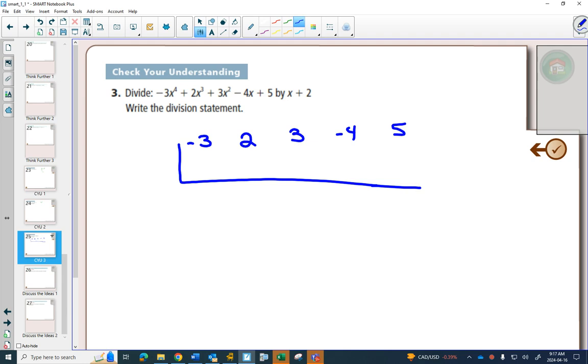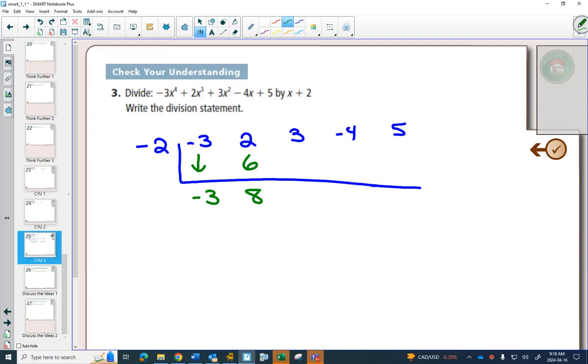Our number out in front, since we're dividing by x plus 2, we do the opposite sign out in front and do a minus 2. First number, we always just bring straight down. And from here, to get the next number, we multiply the negative 2 times the negative 3. So negative 2 times negative 3 is positive 6. And then you add in your column, 2 plus 6, 8.